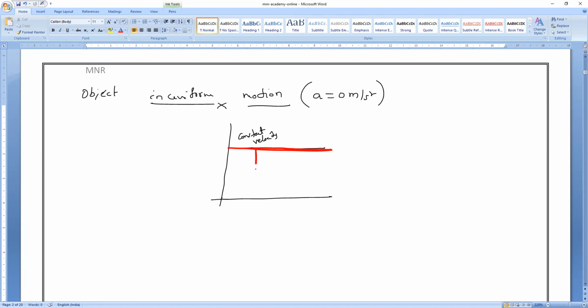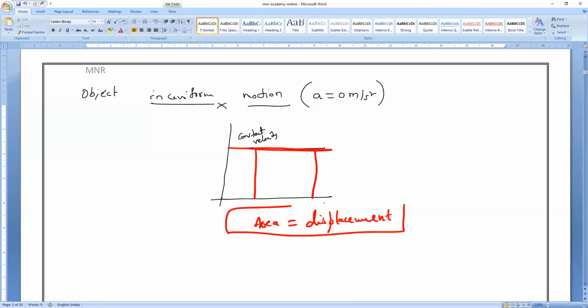Now, if I want to find the distance traveled by a body, how have we found it? We have proved it. Area is equal to what? The mathematical derivation was also taught. Area is equal to length into breadth, and it is also equal to displacement. If you find the area under the graph, that is equal to the displacement done by the body.